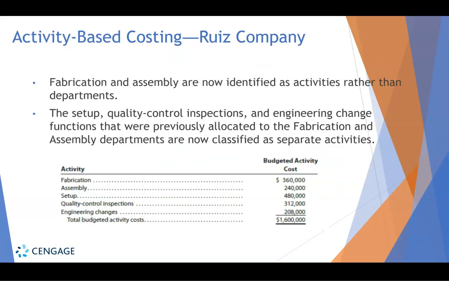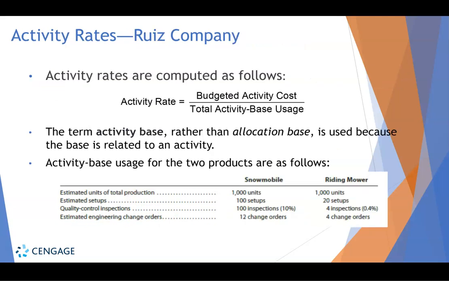So the cost for the fabrication and assembly activities are less than the cost shown in the preceding section, where these activities are identified as production departments. This is because the cost of setup, quality control inspections, and engineering changes, which total $1 million, have now been separated into their own activity cost pools. So here you see the various activity rates are computed by the budgeted activity cost divided by the total activity base usage. The term activity base instead of allocation base is used because we're referring to activities.